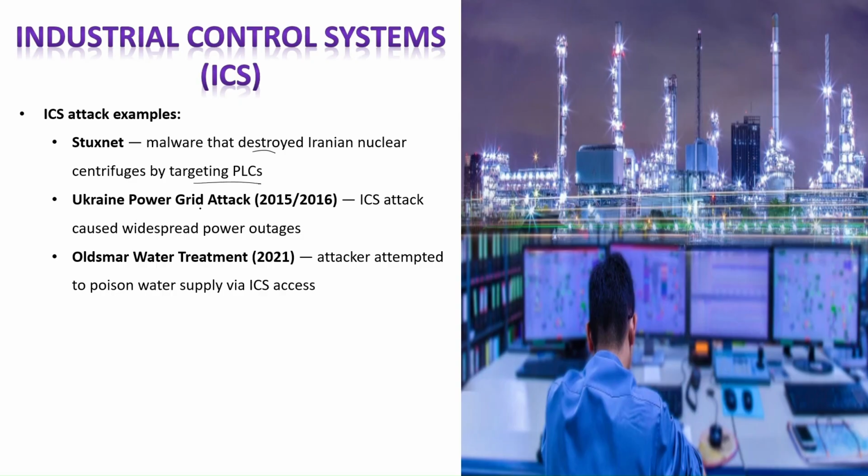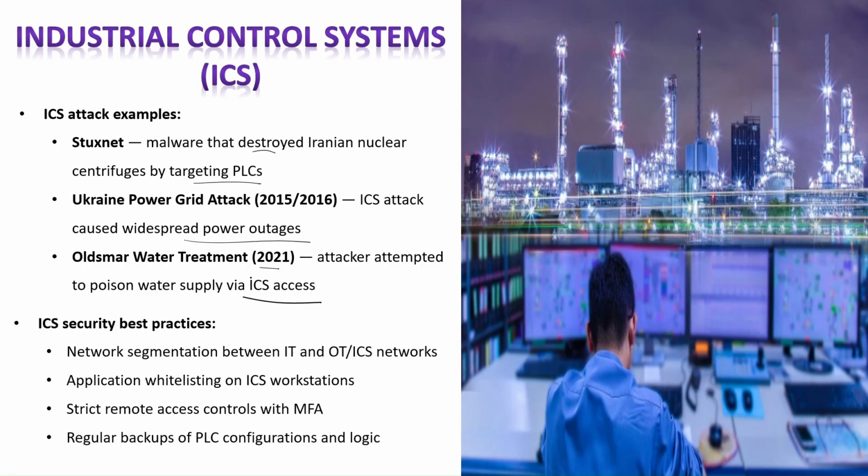Then we have the Ukraine power grid attack in 2015 and 16, and similar attacks also happened after the Ukraine-Russian war. ICS attacks caused widespread power outages. Then we have the Oldsmar water treatment attack in 2021, where the attacker attempted to poison the water supply via ICS access. As we can see from these attacks, the security of ICS is very critical.